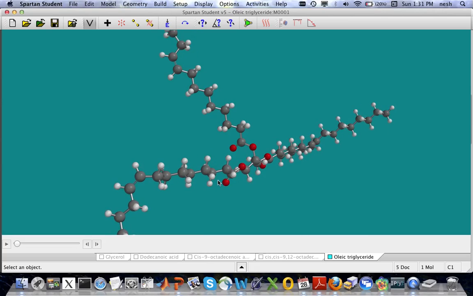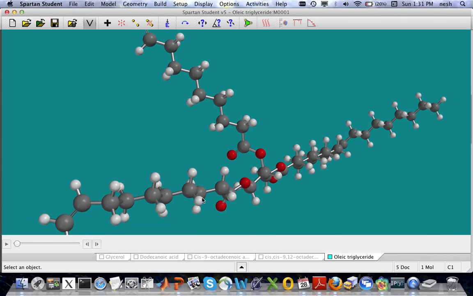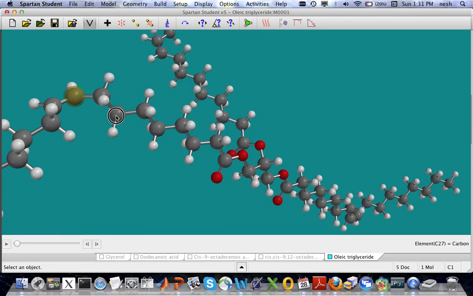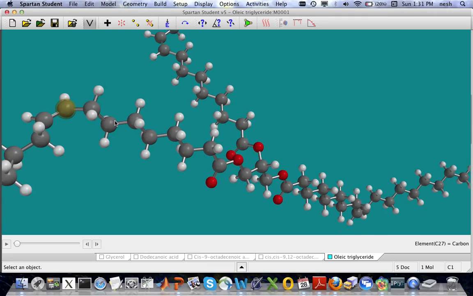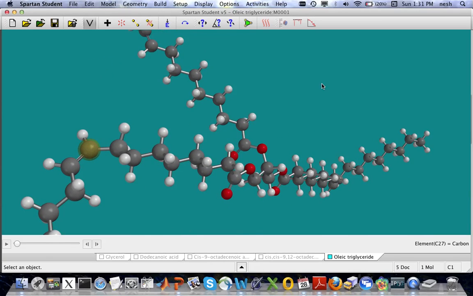Well, you can see that it's bent, for one thing, and now that I've blown it up, here we go, there's a carbon-carbon double bond. If you looked at this carefully, you'd be able to figure out the numbering on it. Let's see if I can do it. Numbering 1, 2, 3, 4, 5, 6, 7, 8, 9. So this is once again one that has a double bond between the 9th and 10th positions on the fatty acid.